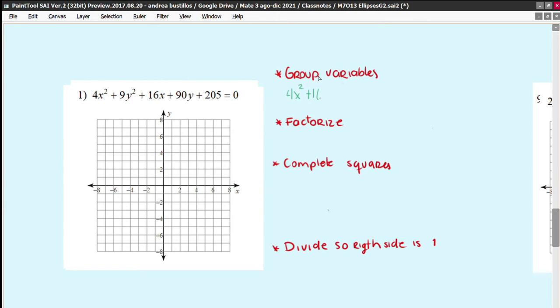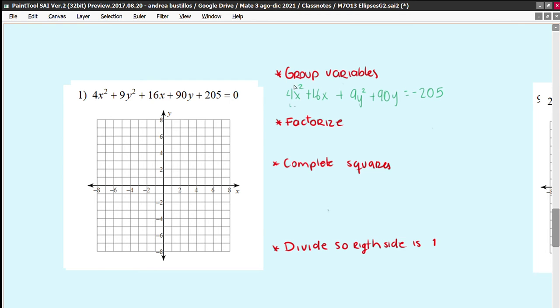So first off, I'm going to write all of the x components, then all of the components that have a y term, and everything that doesn't have a variable, that is all the constants, are going to go to the right side of my equation. Now, we're going to factorize individually the terms of each variable.